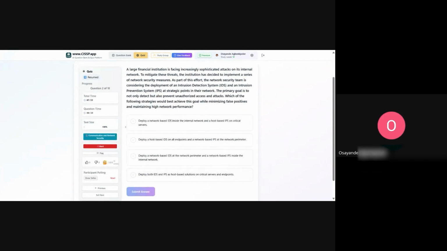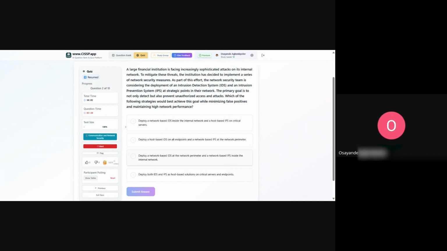A large financial institution is facing increasingly sophisticated attacks on its internal network. To mitigate these threats, the institution has decided to implement a series of network security measures. As part of this effort, the network security team is considering the deployment of an intrusion detection system (IDS) and an intrusion prevention system (IPS) at strategic points in their network. The primary goal is to not only detect but also prevent unauthorized access and attacks. Which of the following strategies would best achieve this goal while minimizing false positives and maintaining high network performance?